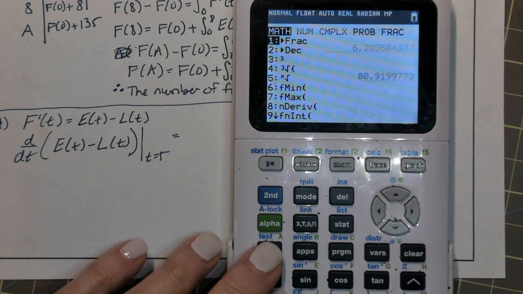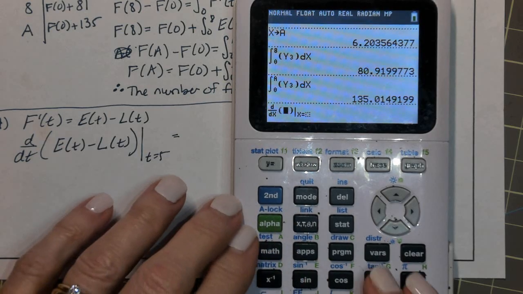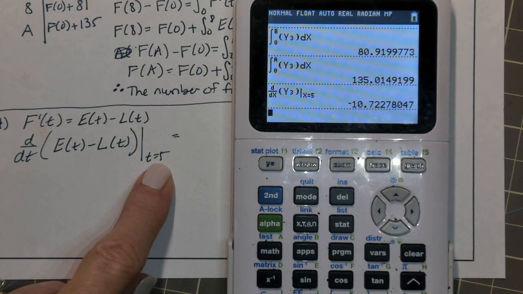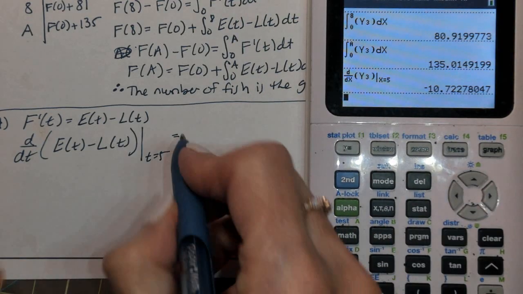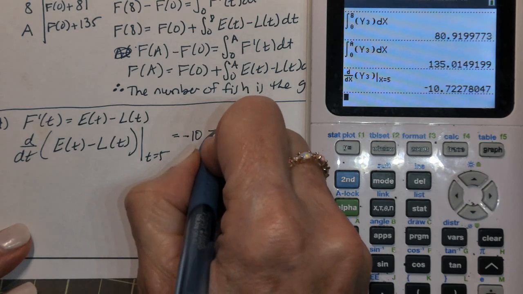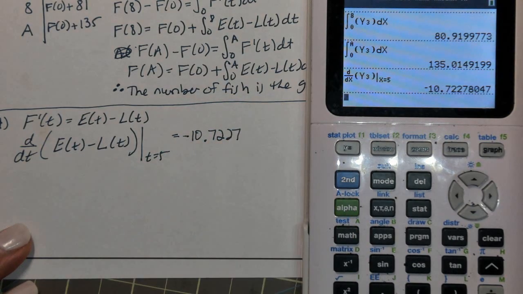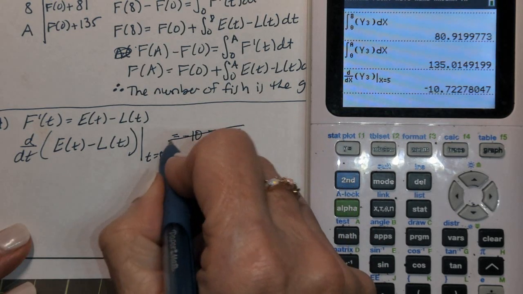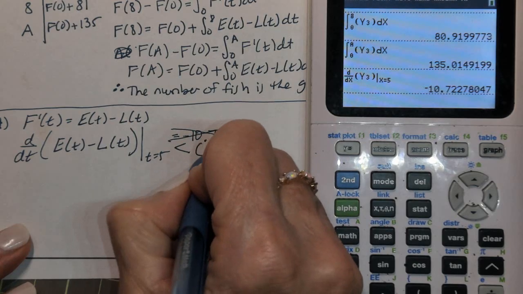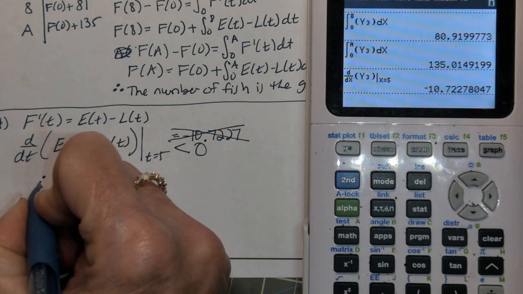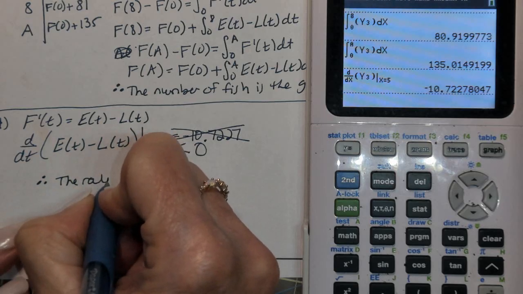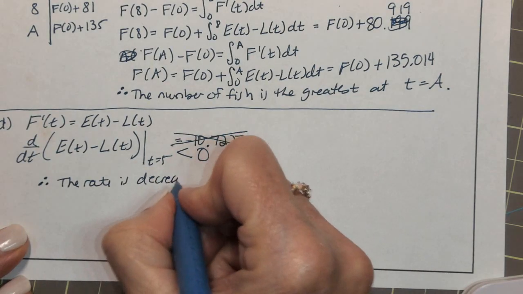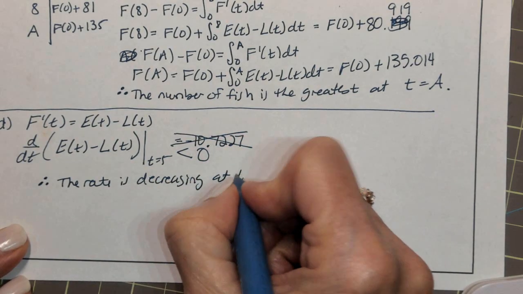Okay, math 8 for derivative, and that's our y3 at time 5. It's negative. Okay, so you could say the value like that, or you could just say is less than 0. Therefore, the rate is decreasing at t equals 5.